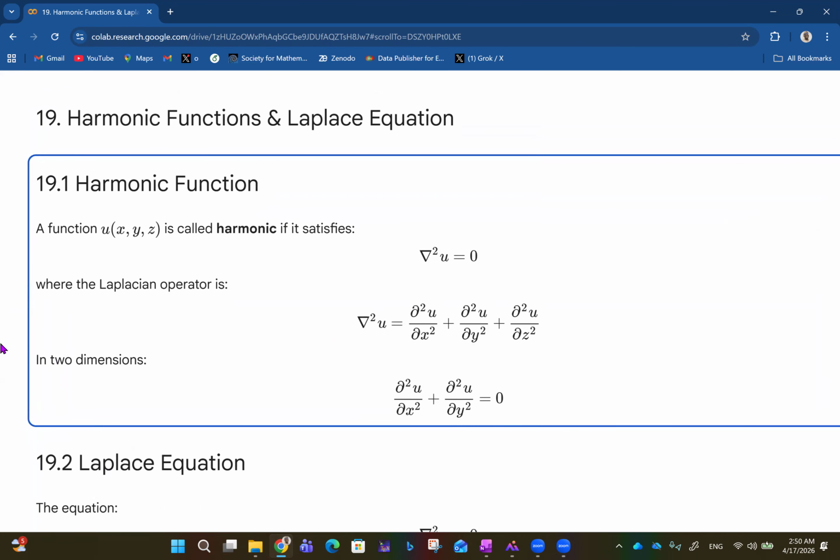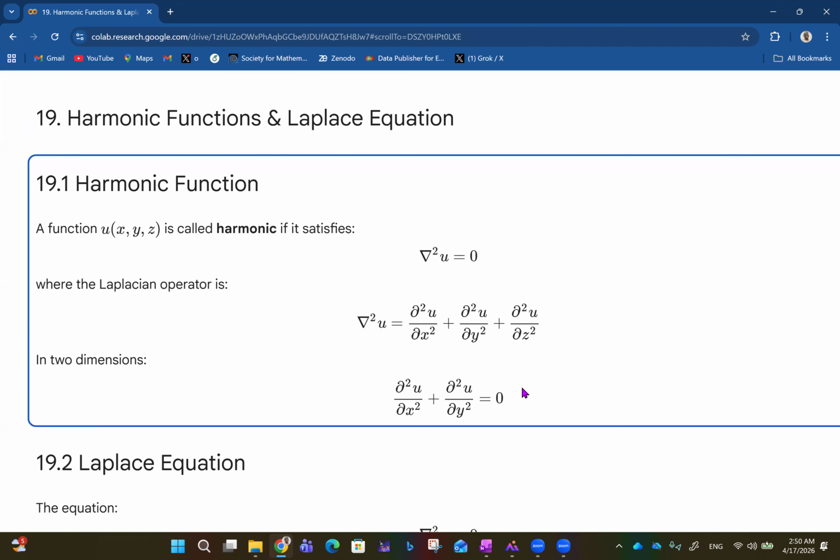First off, talking about harmonic function, a function u, which is u of x, y, and z, is called harmonic if it satisfies grad squared u equals 0, where this is the Laplacian operator. Grad squared u equals partial squared u, partial x squared plus partial squared u, partial y squared plus partial squared u, partial z squared. In two dimensions, which we have seen before, arising from the Cauchy-Riemann equations, we have partial squared u, partial x squared plus partial squared u, partial y squared equals 0.